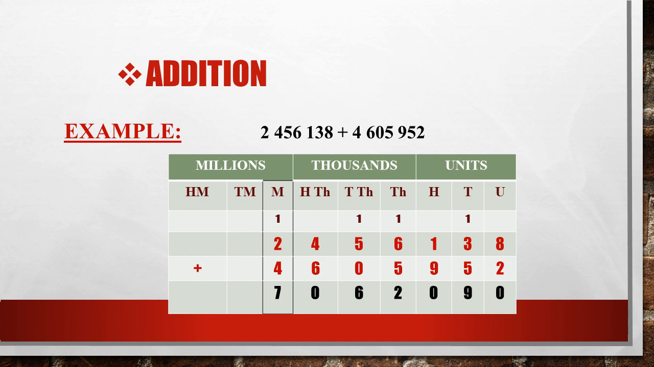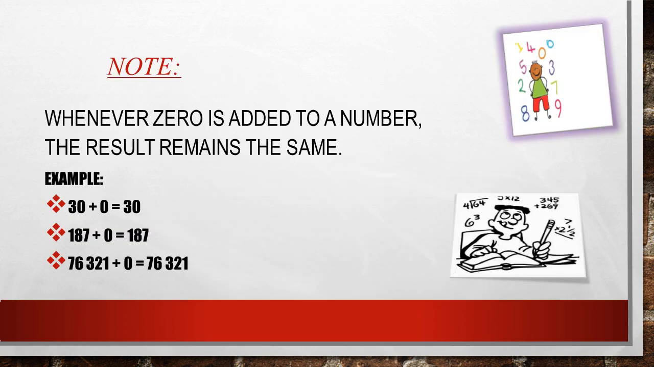Now here we get our answer, and that is 7,62,90. Now here is an important note for you: whenever 0 is added to a number, the result remains the same, as 0 means nothing or none. For example, when we add 0 in 30, again we get 30.